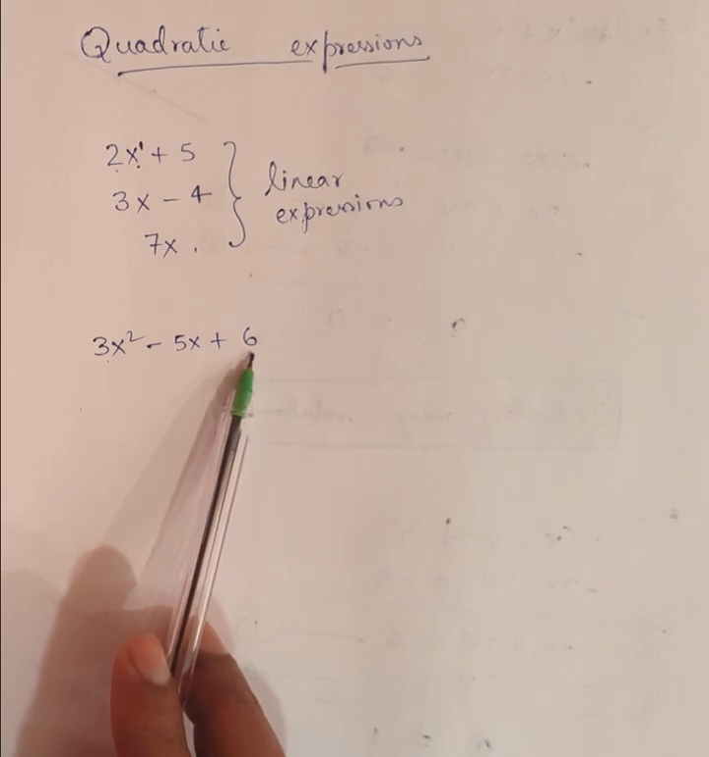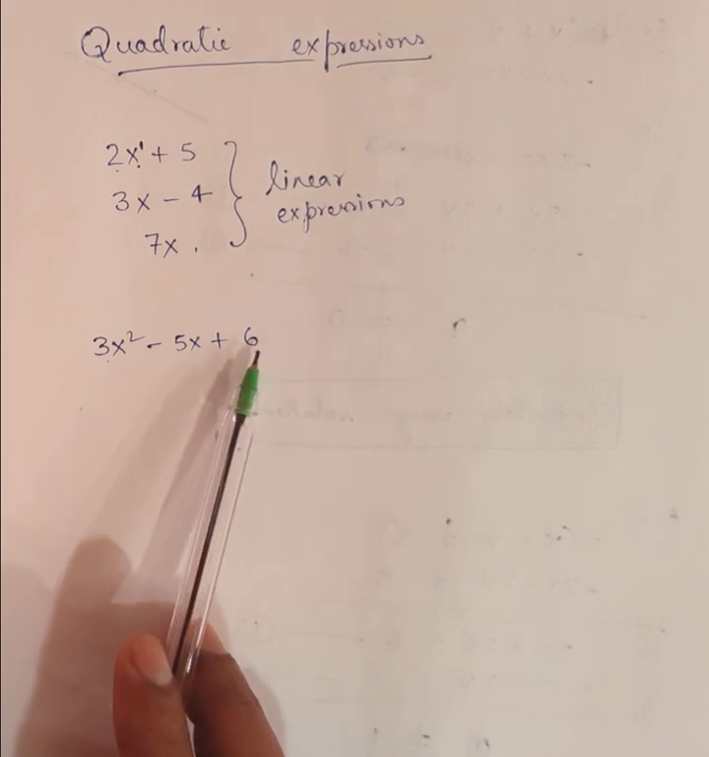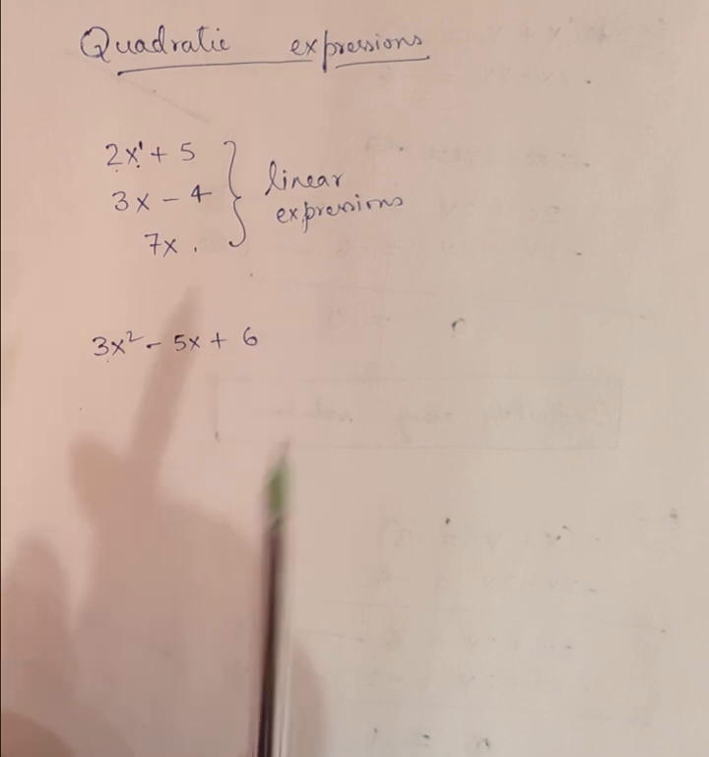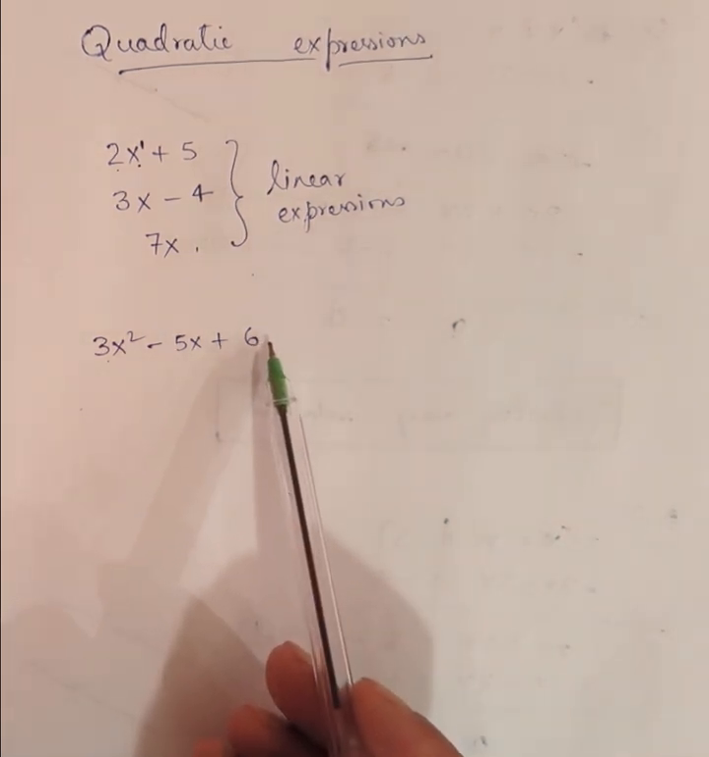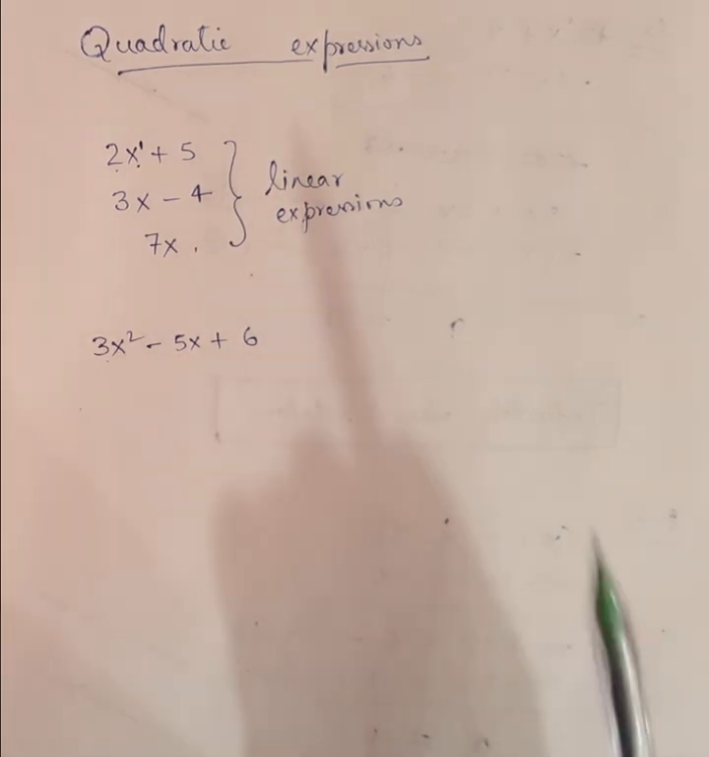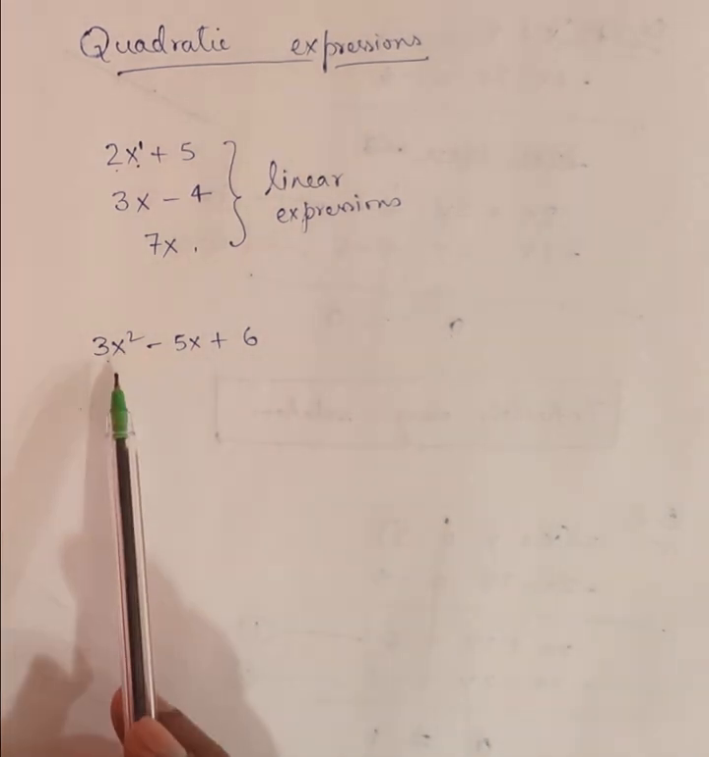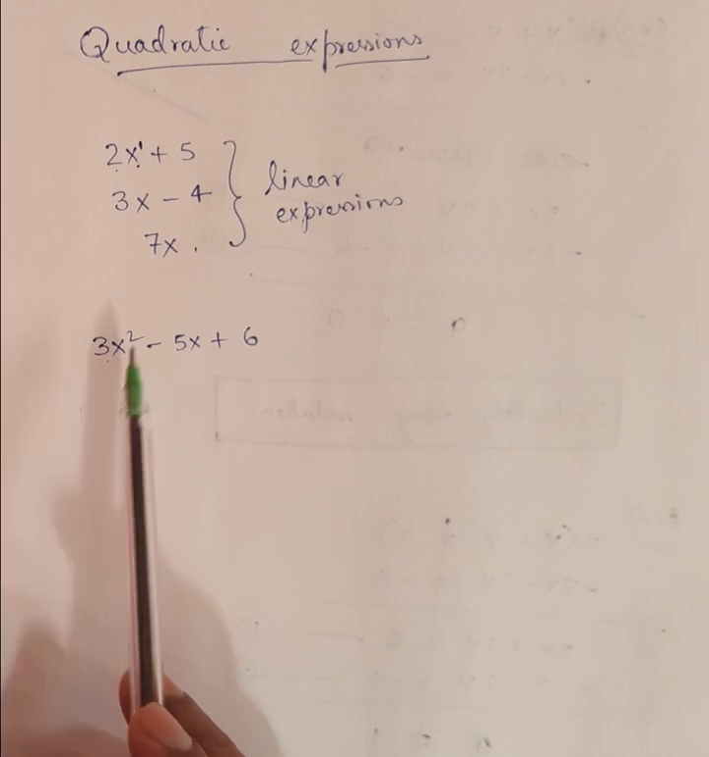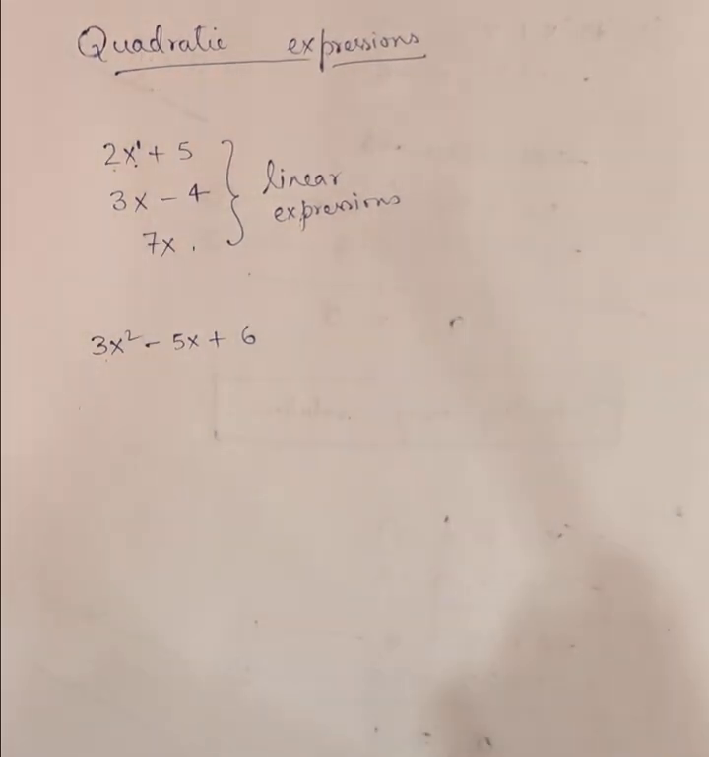The constant term does not have any x, so this actually has x power 0. So the exponent of this term is 0. Here it's 1 and here it's 2. So if the highest power can go up to 2, you call it a quadratic expression.